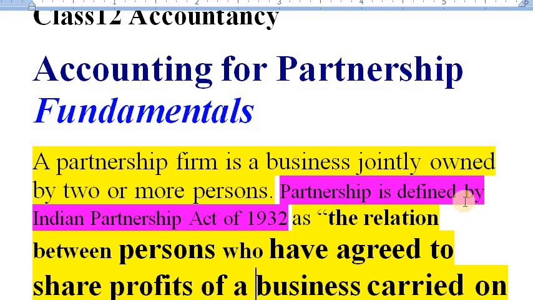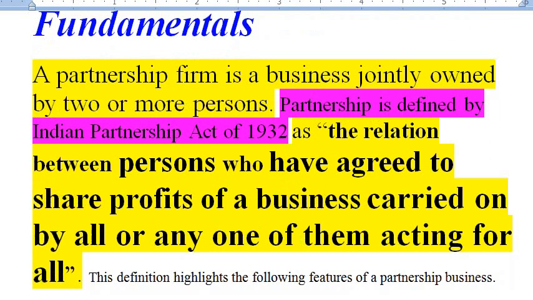Partnership firm is a business jointly owned by 2 or more persons. Okay. And the definition is given in Indian Partnership Act of 1932. It is Section 4 of the Partnership Act. And that definition is talking about the relation between, it's not talking about the business, it's more about the agreement. It is what is a partnership? It's not the partnership business or the building or that thing, the definition talking about. It is telling about the relationship.